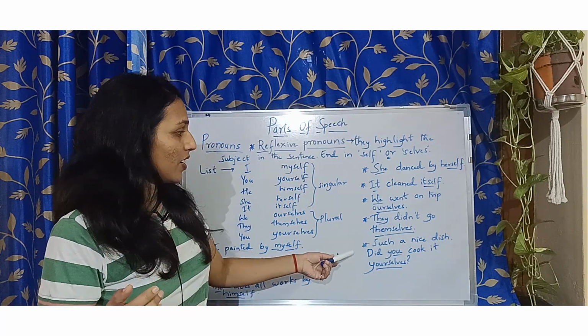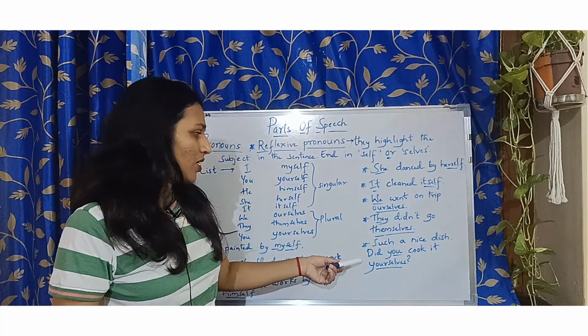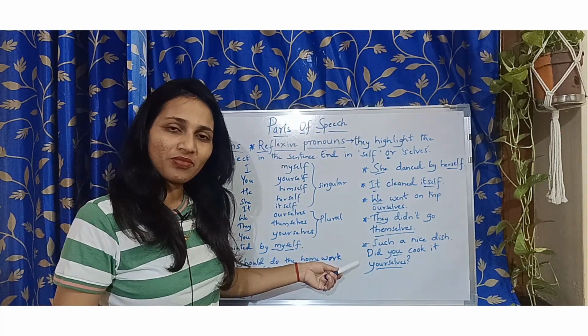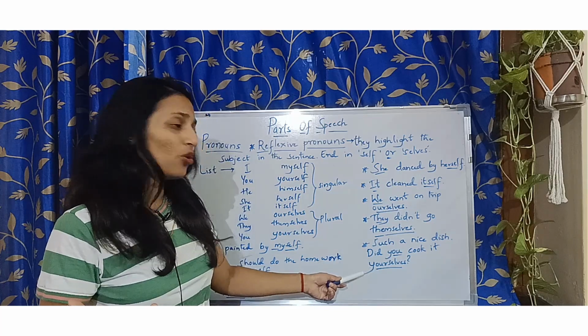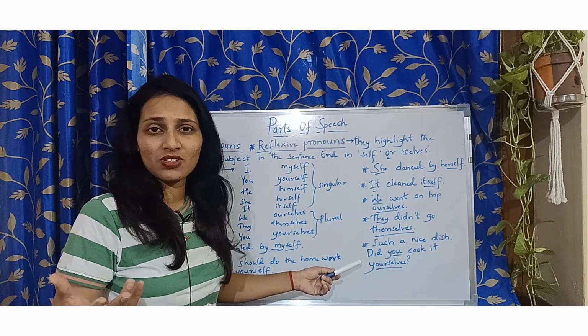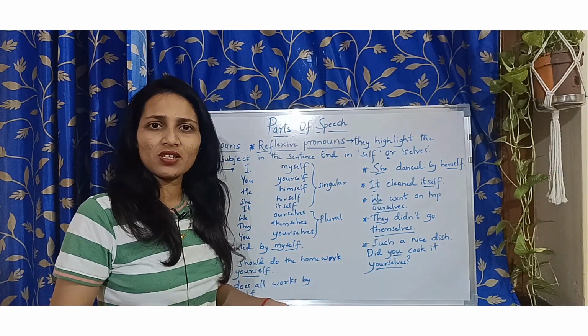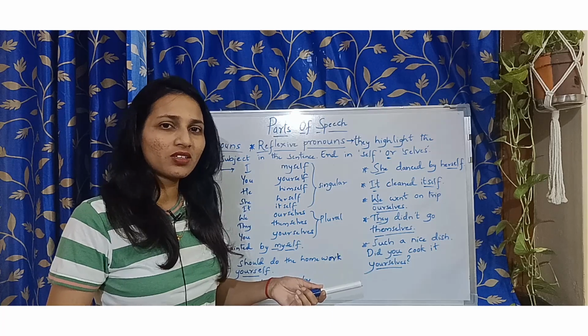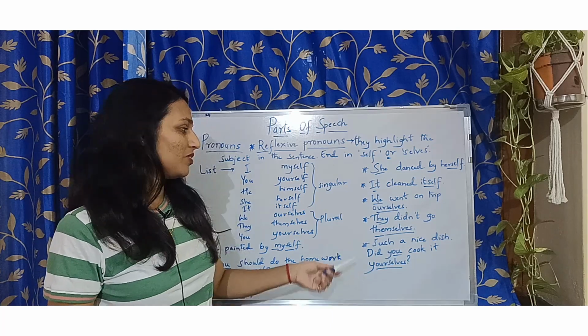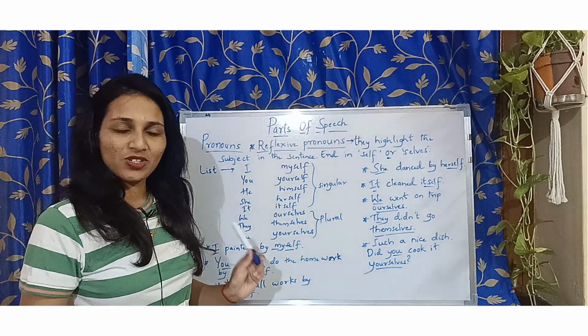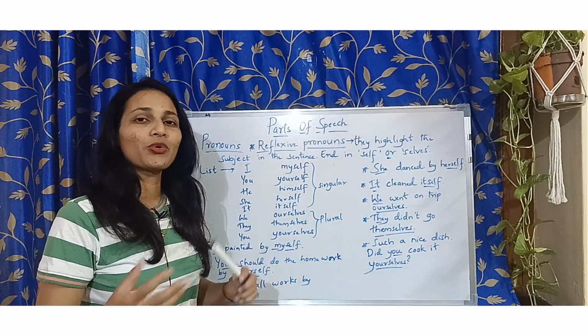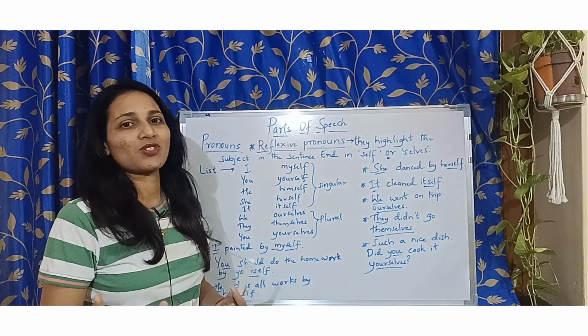Then, such a nice dish. Did you cook by yourselves? That means you're talking about the plural yourselves now. It's a nice dish. Did you cook by yourselves or did you order from the restaurant? How did you do it? So, these are reflexive pronouns, and this is how you create sentences using reflexive pronouns.